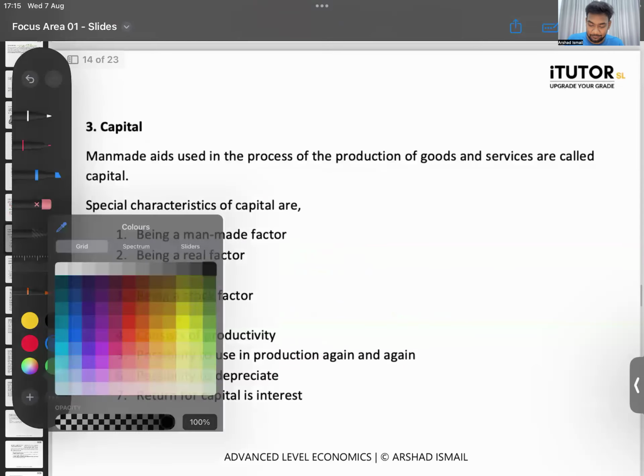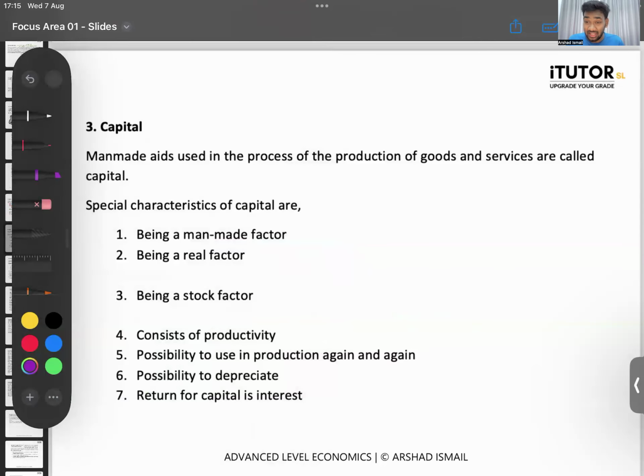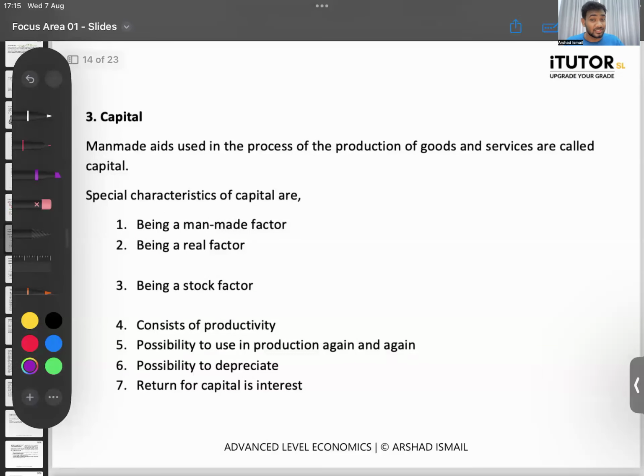Capital, what can we say? Capital, we say, are the man-made resources or the man-made aids that are used in the production process. So buildings, machines, raw materials. Right now, if you ask me, sir, what capital are you using? I will say my chair, my table, my fan, my house that I'm living in, my laptop, my iPad here. Everything is my capital. So we say it's a man-made factor.